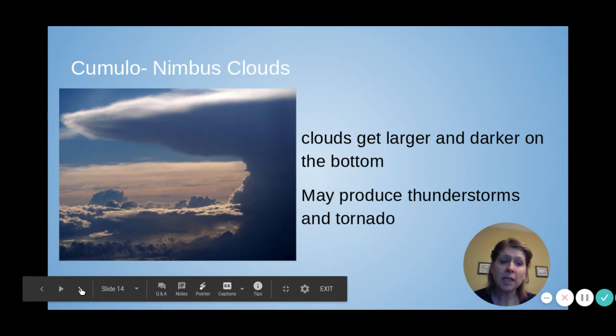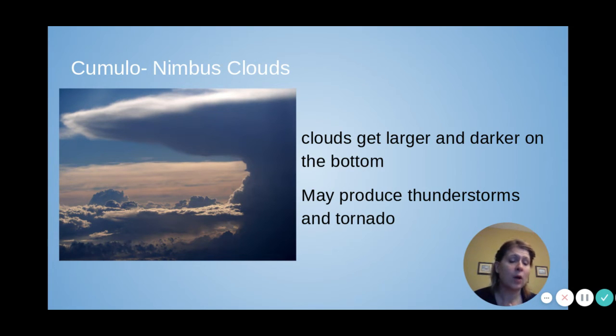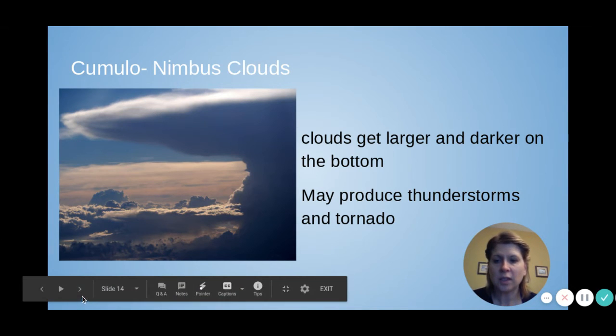All right, so cumulus clouds are clouds that are poofy and white. Our cumulonimbus clouds are tornadoes and thunderstorms. Before I left in fifth grade, the last time, that was on the SOL test a lot. So that's one that you really need to focus on to know the difference between them.